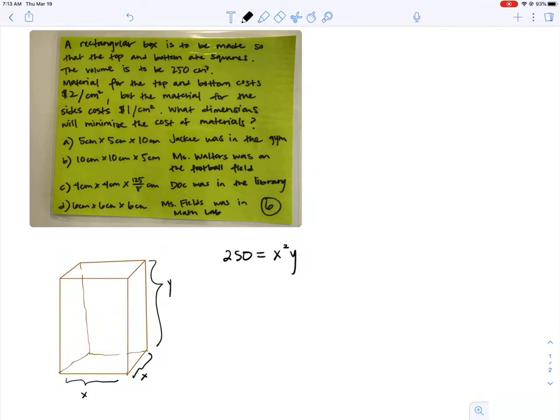Material for the top and bottom costs $2 per square centimeter, but the material for the sides costs $1 per square centimeter. What dimensions will minimize the cost of materials? So it sounds like we are trying to minimize the cost, meaning we need to have an equation that represents the cost. So this volume equation is actually going to end up being our secondary equation.